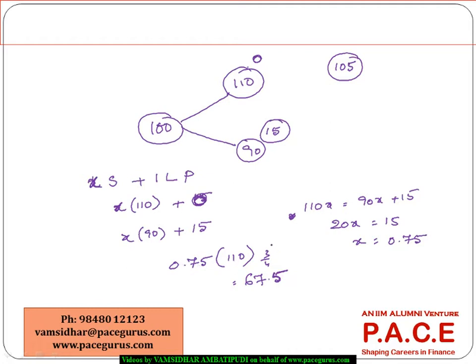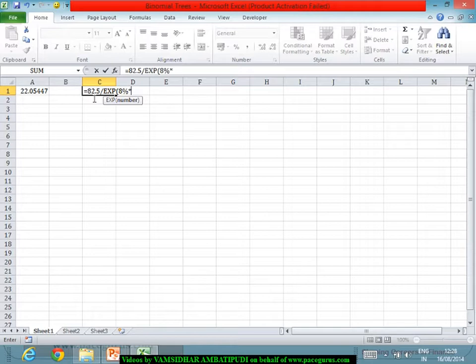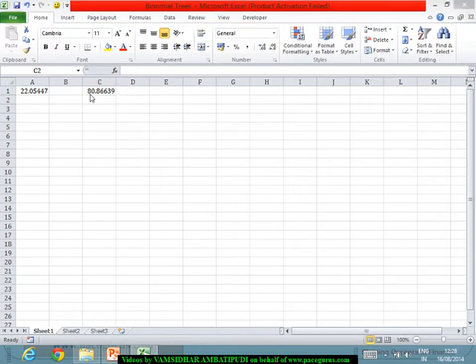So the worth of the portfolio is 82.5. The present value of it is going to be 82.5 divided by e power RT, which is 82.5 divided by e power 8% into T, which is 0.25. So the present value is 80.86.